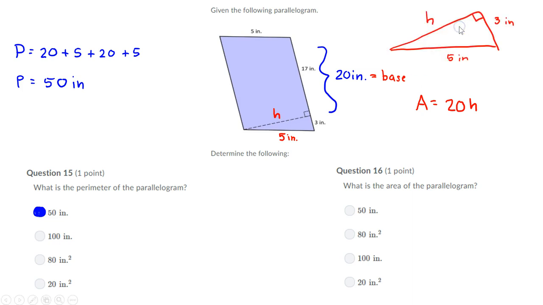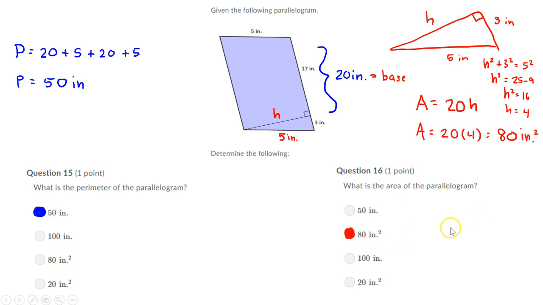But I can figure out the height by taking this right triangle and realizing this is the hypotenuse, this is the leg, so h squared plus 3 squared should equal 5 squared. That's 9, that's 25, so h squared should be 25 minus 9, which means h squared is 16. h would be 4. So 20 times h is now 20 times 4, which is 80. The units should be square inches. Area is always in square units. Volume, which we'll eventually talk about in the next problem or so, is cubic units. So make sure you have those correctly. For this one, it is 80 square inches.